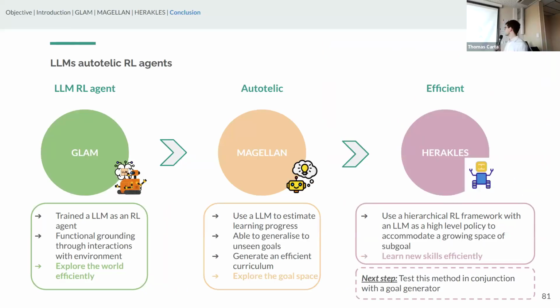And finally, we have made these agents efficient. We have put them inside a hierarchical RL framework using an LLM as the high-level policy to accommodate a growing sub-goal space. And we have shown that they can learn new skills efficiently. A next step here would also be to couple this method to a goal generator, because here we also have a list of possible goals in the environments.